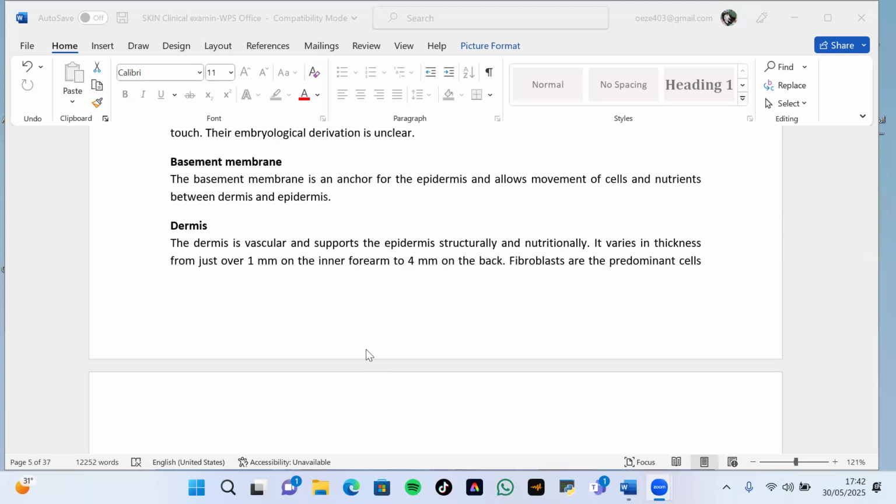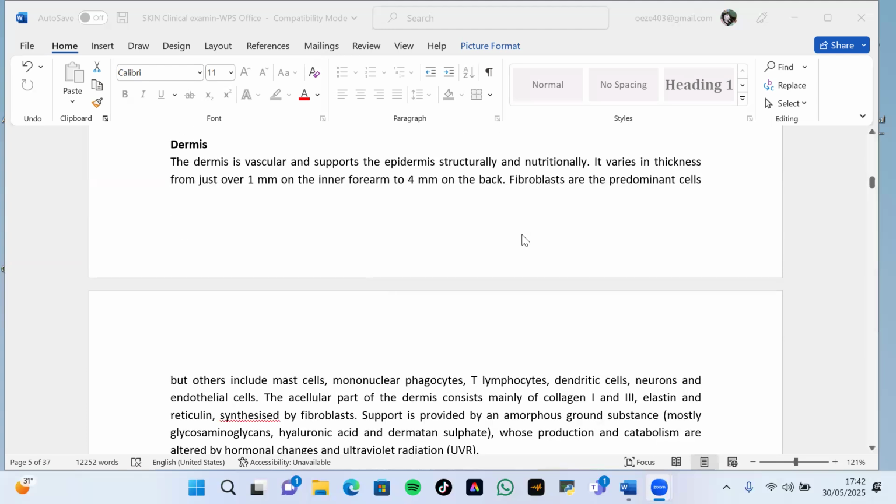on the back. So in the dermis, you find the fibroblasts. And these fibroblasts are the predominant cells, whereas in the epidermis, we find the keratinocytes. The fibroblasts are the predominant cells, but other cells also are found, such as the mast cells, mononuclear phagocytes, T lymphocytes, dendritic cells, neurons, and endothelial cells, which are all found in the dermis.